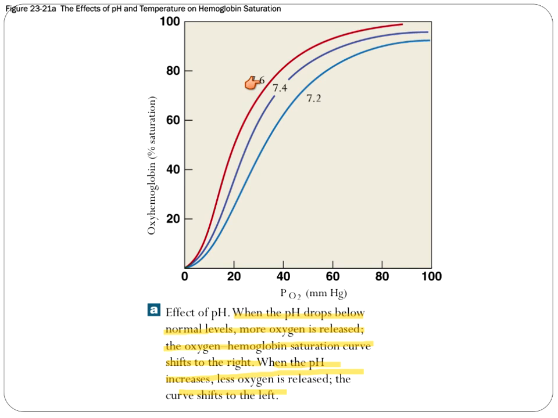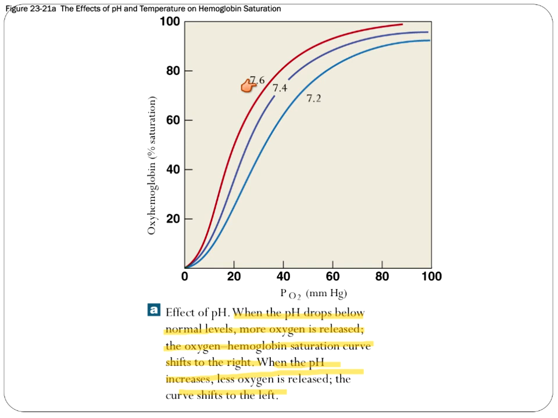Conversely, when the pH increases or rises, we have less of these hydrogen ions available because we're going from being more acidic, when we were down here, to now being much more basic. So now that the pH has gone up higher, the hemoglobin is going to hold on to that oxygen much more tightly. It's not going to let go of it as easily as it did before.